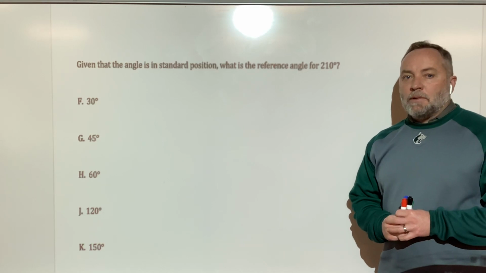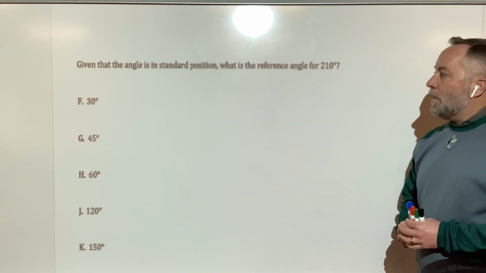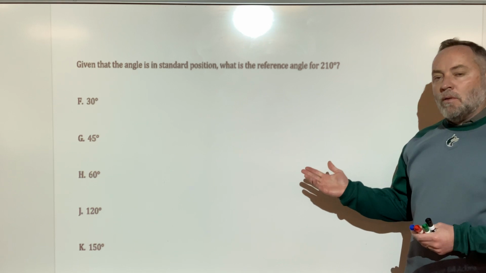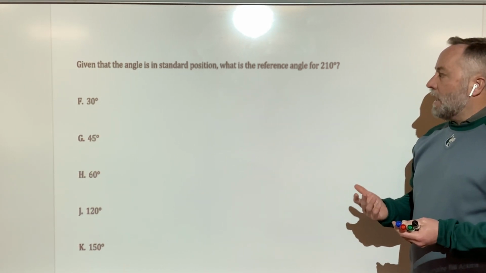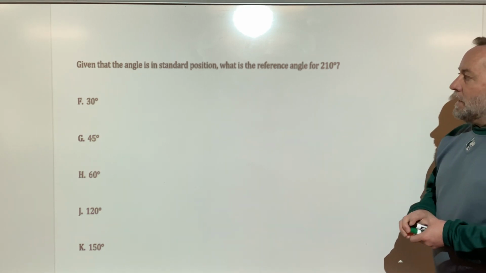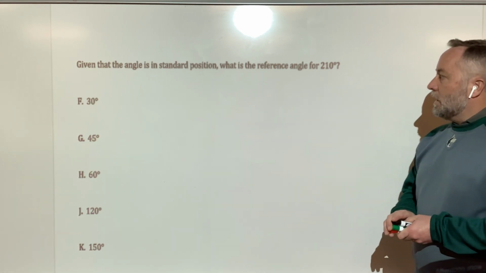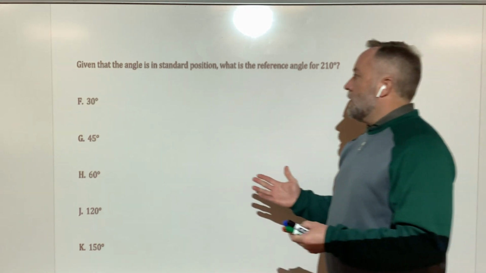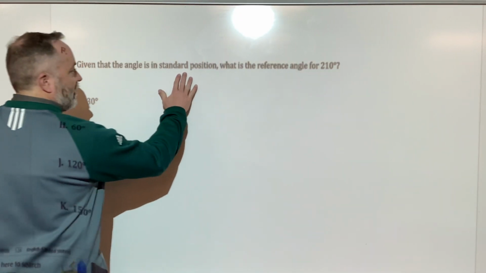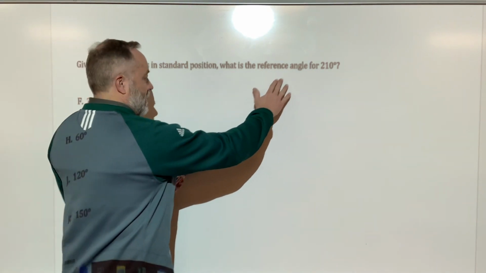This question is a trigonometry question and is an example of one that can be really simple or one that might be difficult based on your knowledge of the vocabulary. It says, given that the angle is in standard position, what is the reference angle for 210 degrees? Two things we want to know here are the concept of standard position and reference angle.